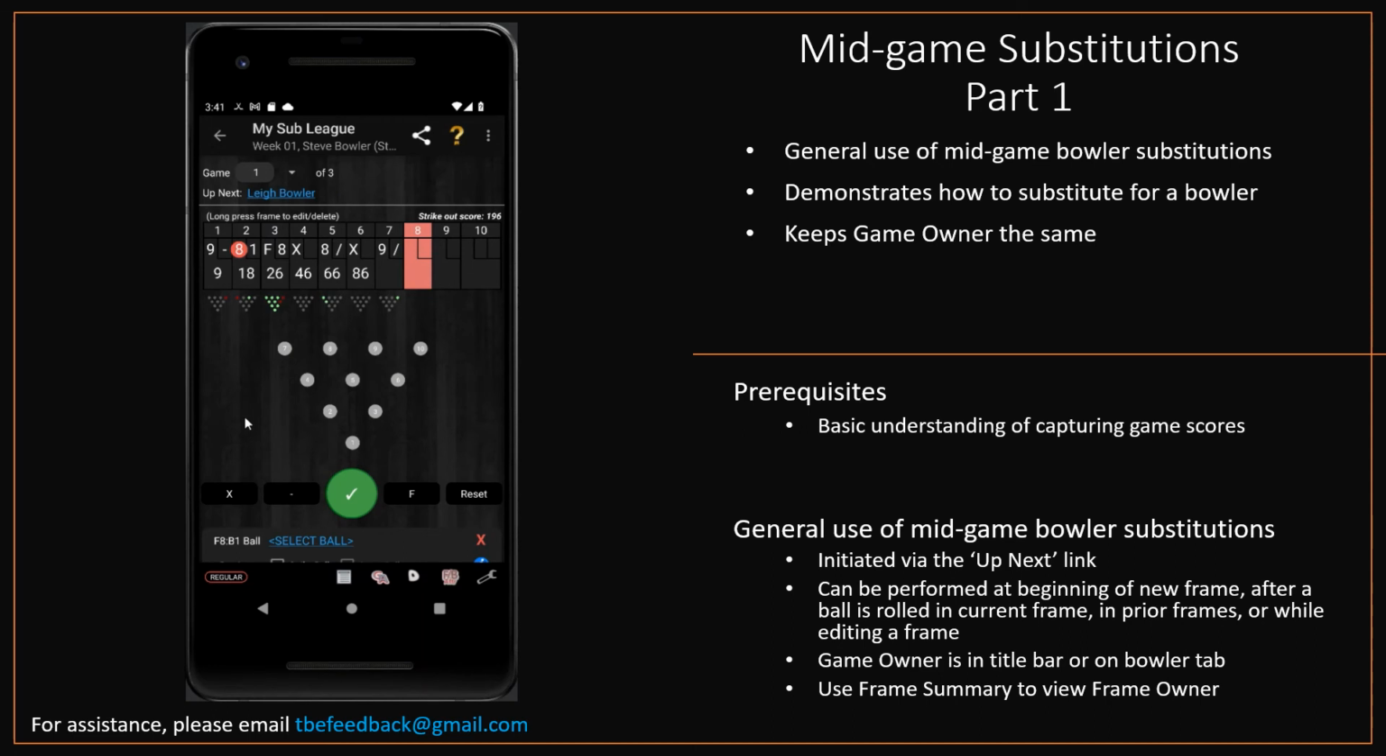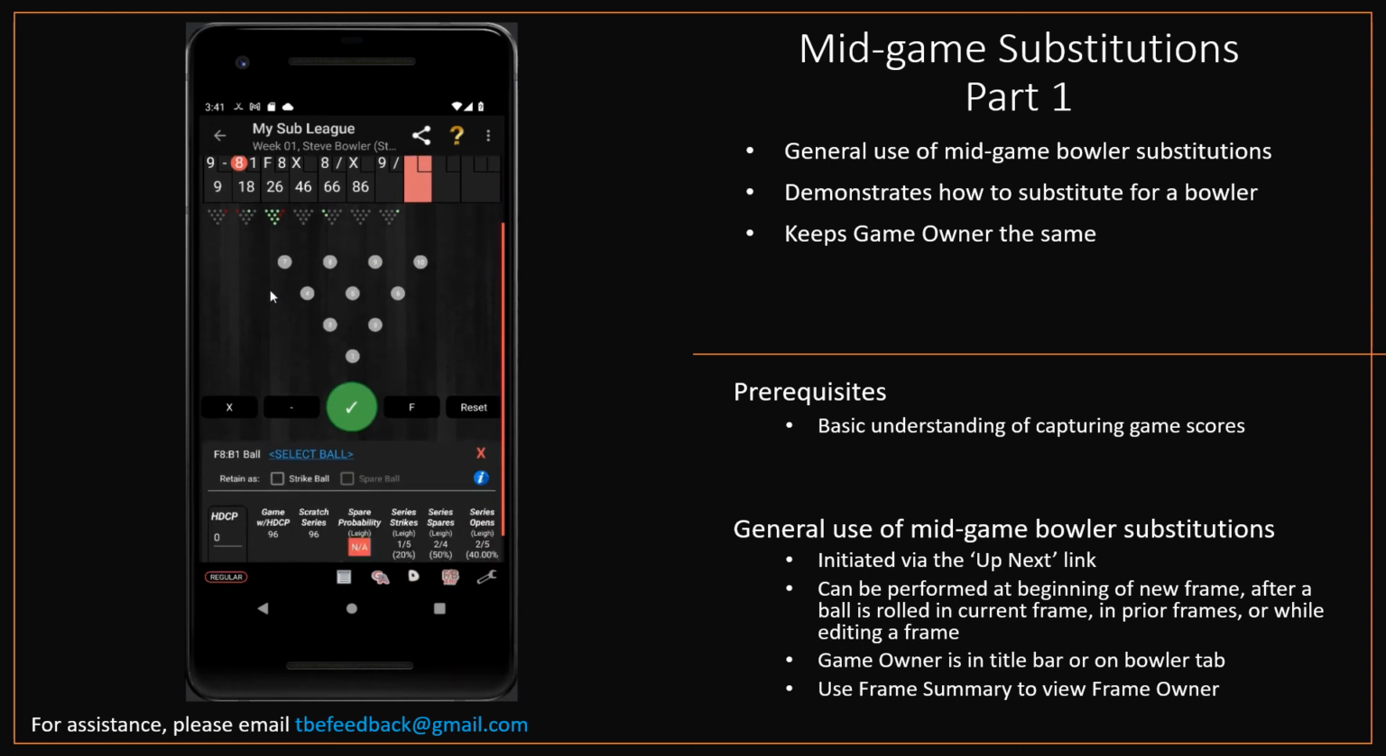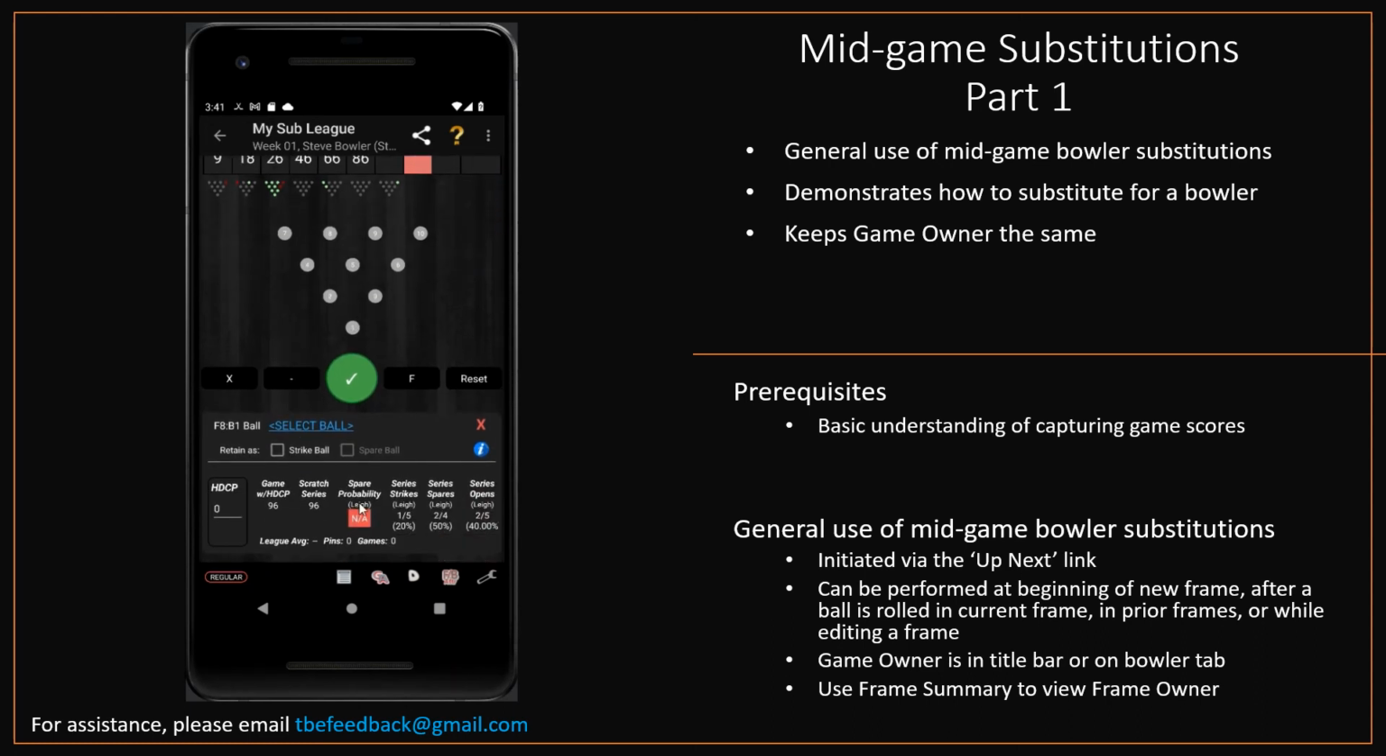Just a few more pieces of general information to share. The handicap stats bar will always show metrics for the current up next bowler. In this case, it's Lee. If the game is over, it will show metrics for all bowlers in total. The league average pins and games will show for the game owner.